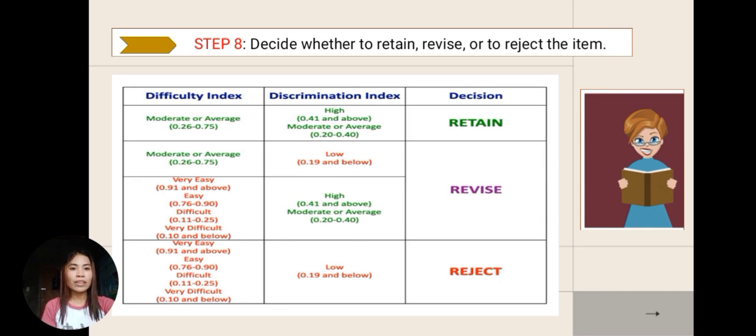When the difficulty index is moderate and the discrimination index is high or moderate, we need to retain the item. And when the difficulty index is moderate and the discrimination is low, we need to revise the item. And when it is very easy, difficult, or very difficult in the difficulty index, and the discrimination index is high or moderate, we also need to revise the item. And lastly, if the difficulty index is easy, difficult, or very difficult, whereas the discrimination index is also low, we need to reject the item.